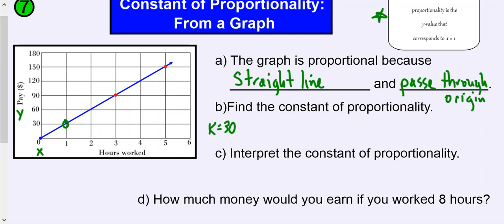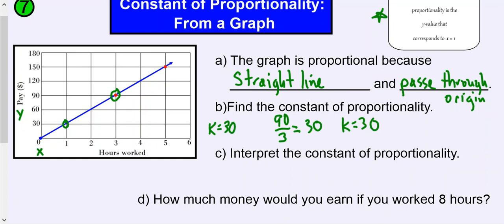And then we can also find that by picking an ordered pair and then dividing the y value by the x value. Okay, so I'm going to pick this point here just to check. And we got x is 3 and y is 90. So we're going to divide 90 divided by 3, or y divided by x, and that is going to be equal to 30. So k is equal to 30.